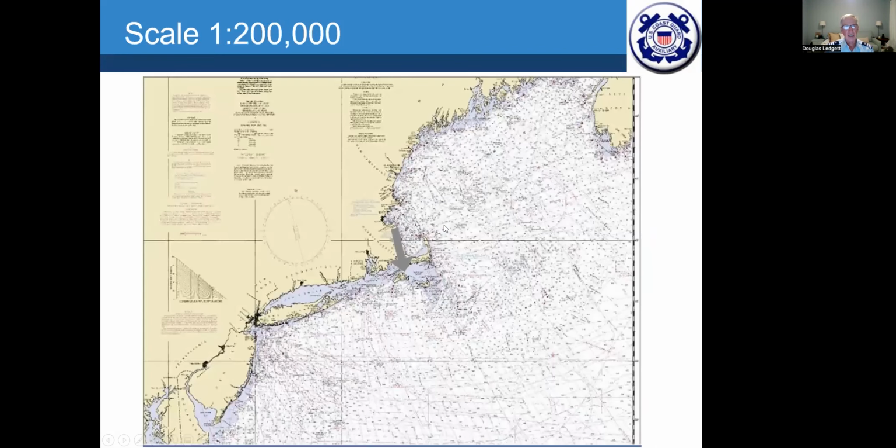And here is one scale of 1 to 200,000. And here is that original little Martha's Vineyard area. This is Cape Cod. This is going up here to the Maritime Provinces. So that's why it's important to know what your scale is and what you are looking at.